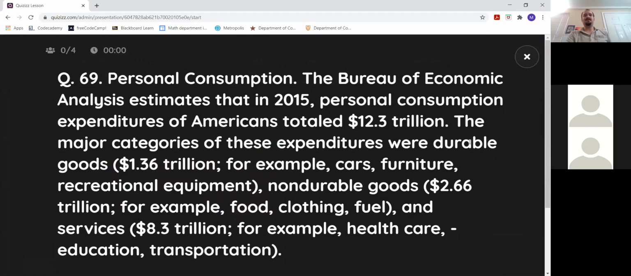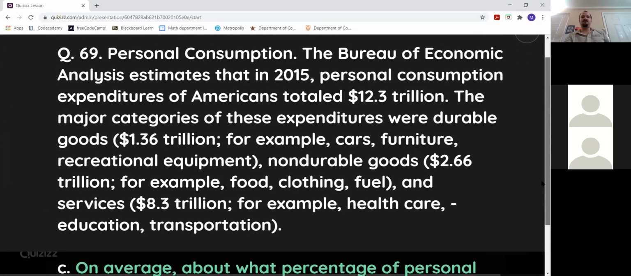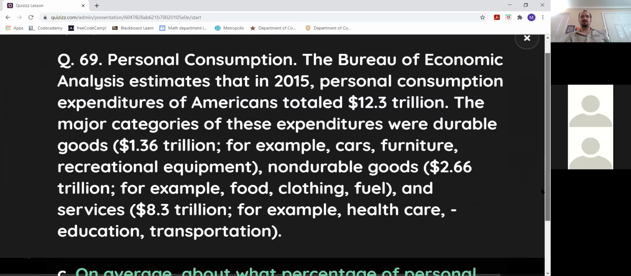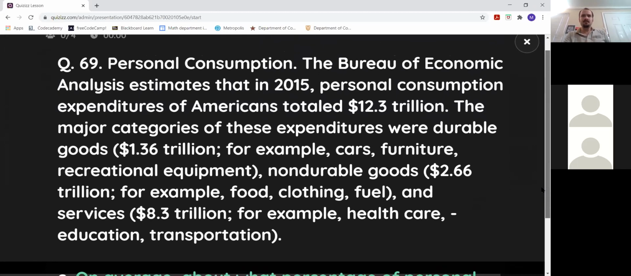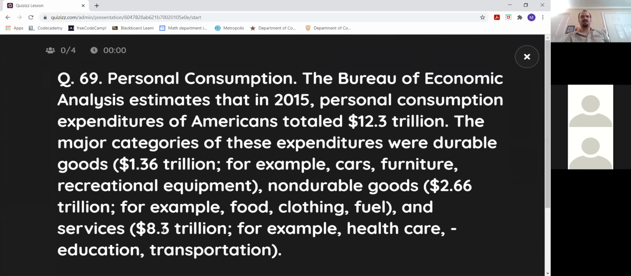Okay. Personal consumption, what are they asking now? On average, about what percentage of personal consumption spending was devoted to services? So this is to the nearest whole percent. Personal services, this is kind of a review of last section. So devoted to services, I believe services is 8.3. Personal consumption is 12.3. So I'm going to give y'all a few seconds, but we want to know what percentage this thing is of this.